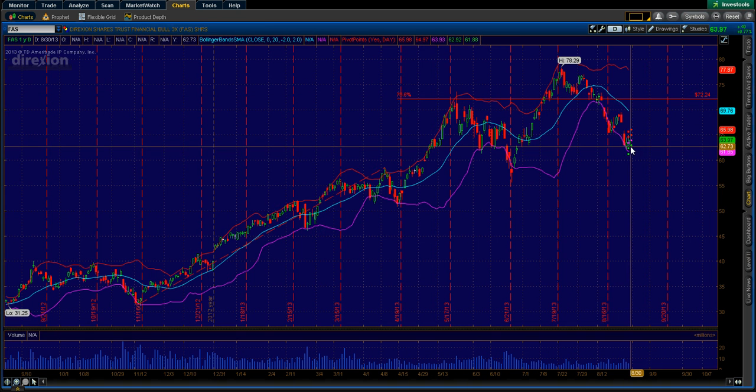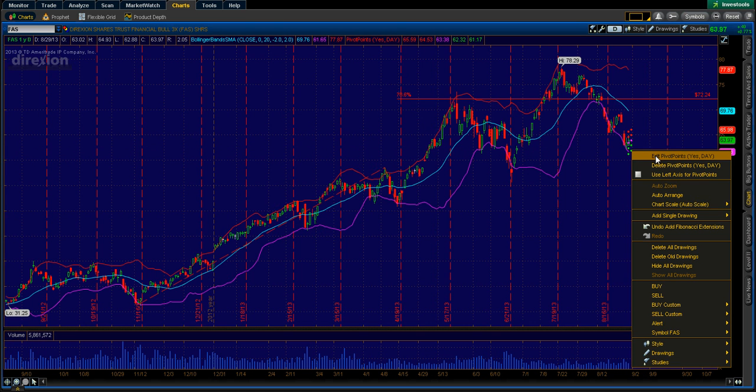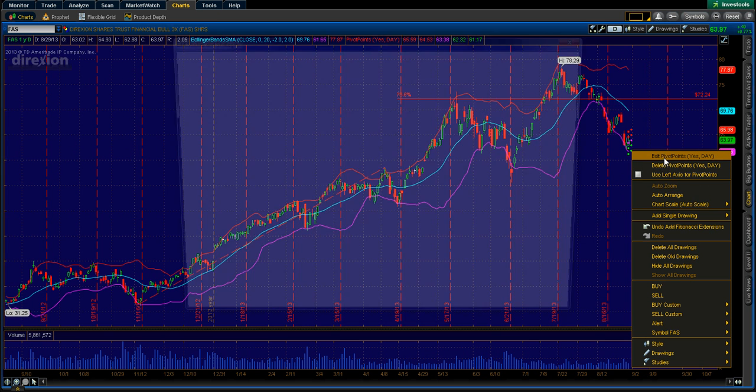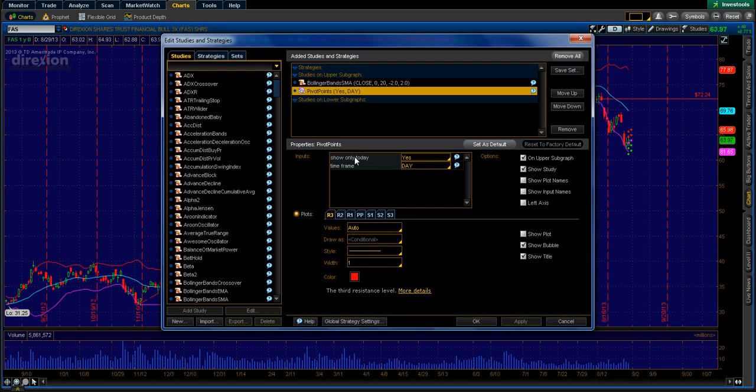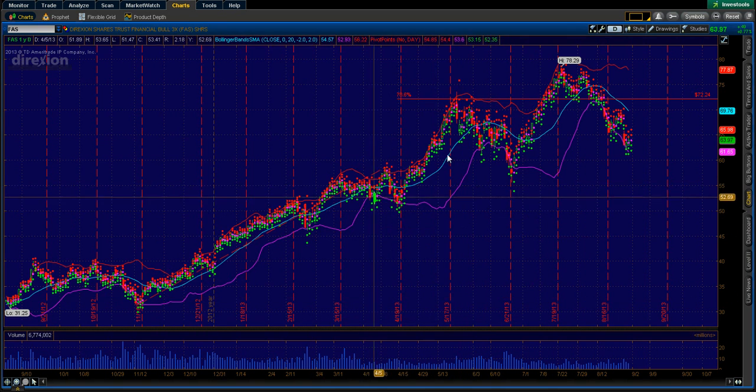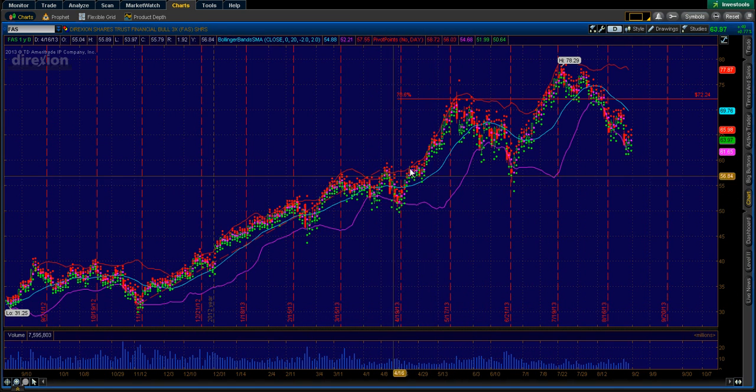And third was I always have pivot points overlaid on my charts. Now I have the day, and what I'm going to do is actually expand these so that it'll cover my entire price chart. Give me 1 second. Edit pivot points and show only today. No, I want to see all of them. It's a little bit hard to see, so I'll zoom in.